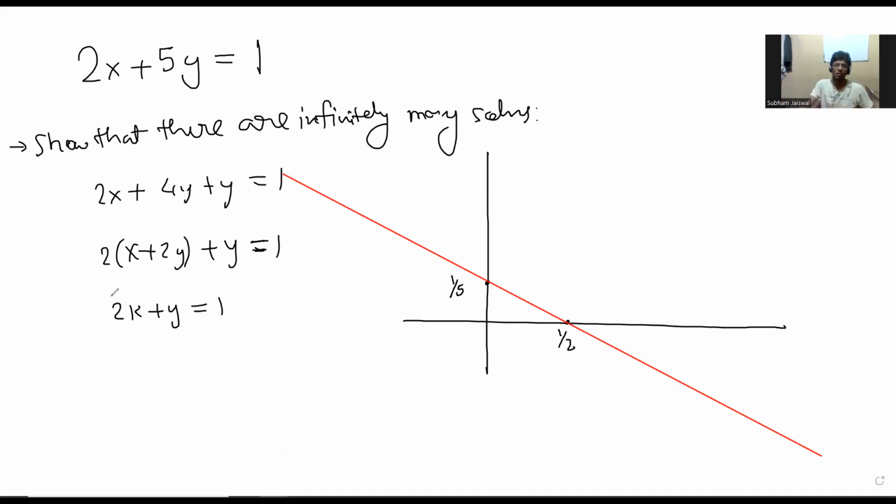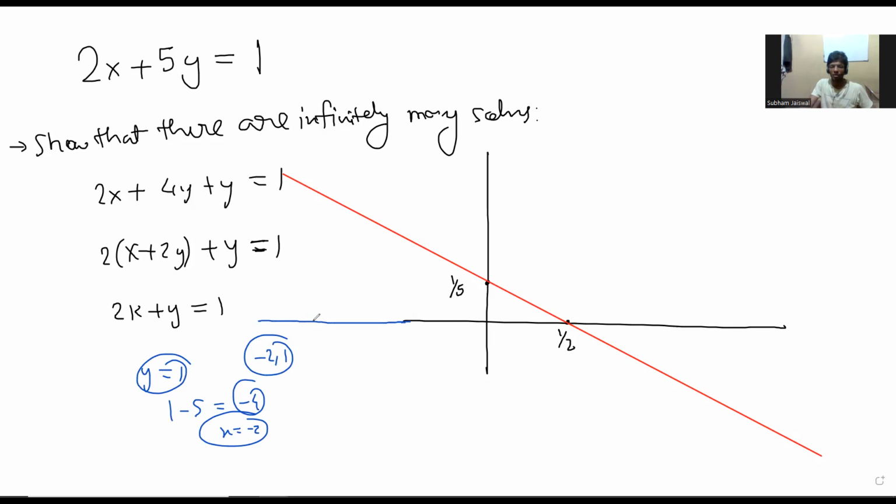Just take y equal to 1. So 1 minus 5 is minus 4, so x equals minus 2. So minus 2 comma 1, right? You have to take minus 2 comparatively far somewhere. So minus 2 comma 1. Is that right? That's one integer point.